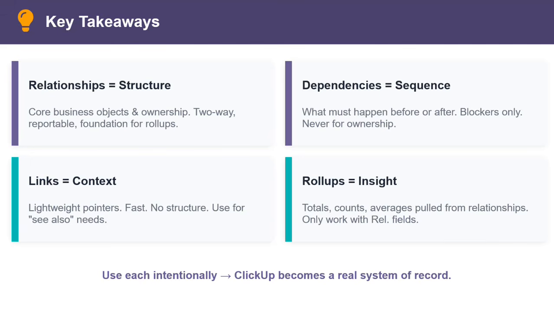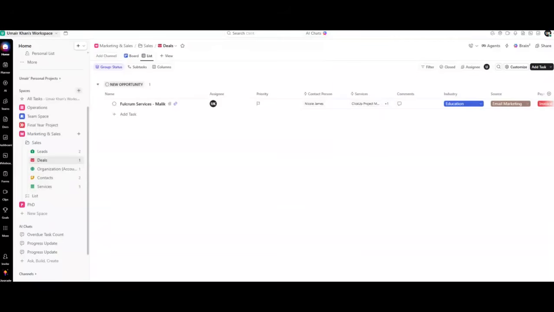So remember, relationships equal structure, dependencies equal sequence, links equal context, and rollups equal insight. When you use each of these for the right purpose, ClickUp becomes much cleaner and easier to manage. It starts working more like a proper system for your business instead of just a collection of connected tasks. Okay, let's review the practical implementation. All right, team, let's move into the practical implementation.